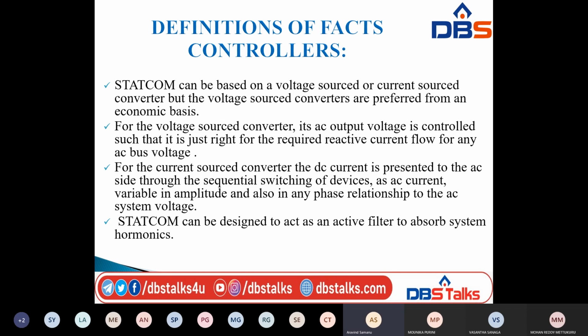So here I am taking the current source converter. Here the DC current is presented to the AC side through the sequential switching of devices like a thyristor and a diode, as AC current variable in amplitude and also in phase relationship to the AC system voltage.